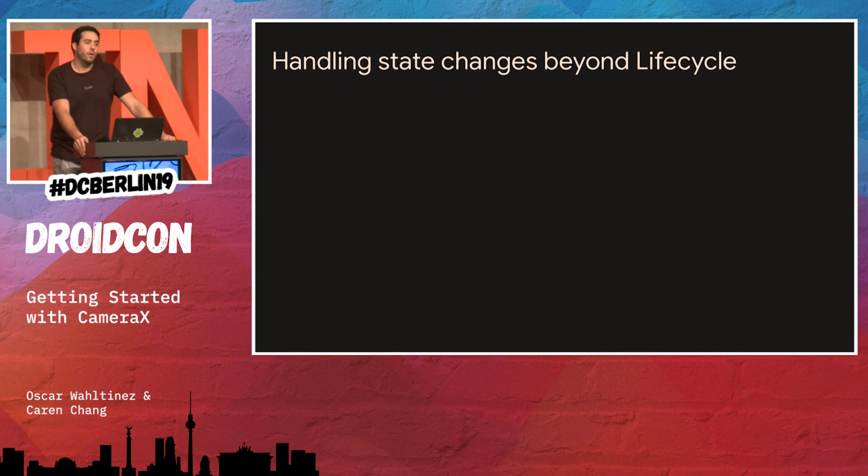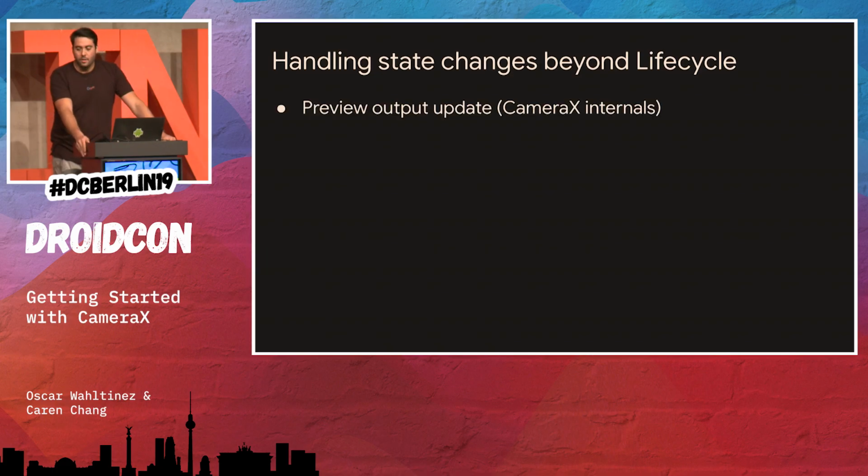But with preview, you have to worry about different views and a lot of state changes that are unrelated to these lifecycle components. The first one is the preview output update. This is done by the CameraX itself. It's basically telling you, OK, you asked for a preview. Now it's ready. Here it is. Do whatever you want with it. That is unrelated to lifecycle components, and you have to handle yourself. Second one are layout-related lifecycle issues, mainly around texture view. So whenever it inflates and so forth, that stuff you have to watch out for yourself.